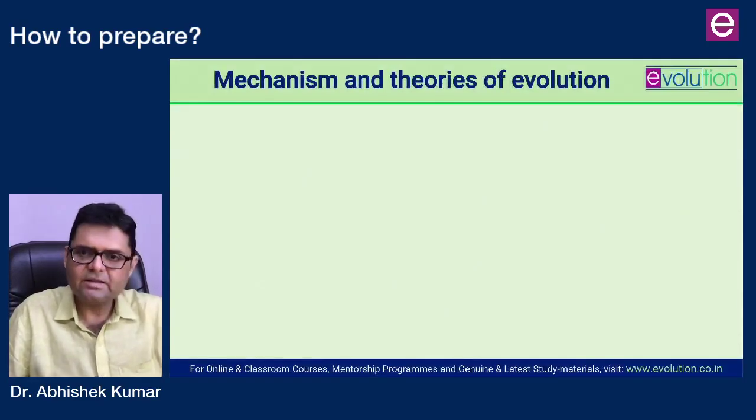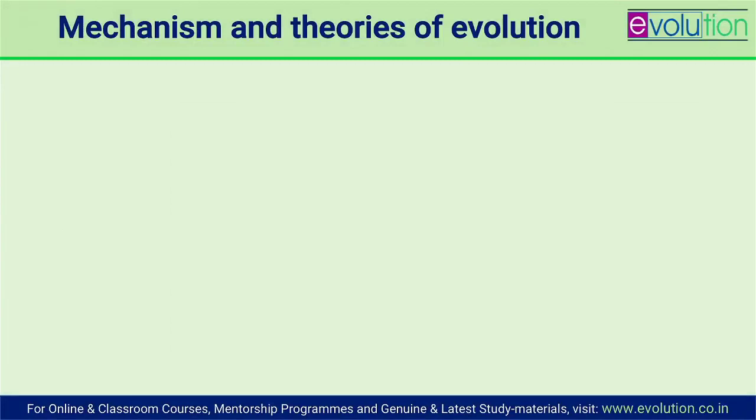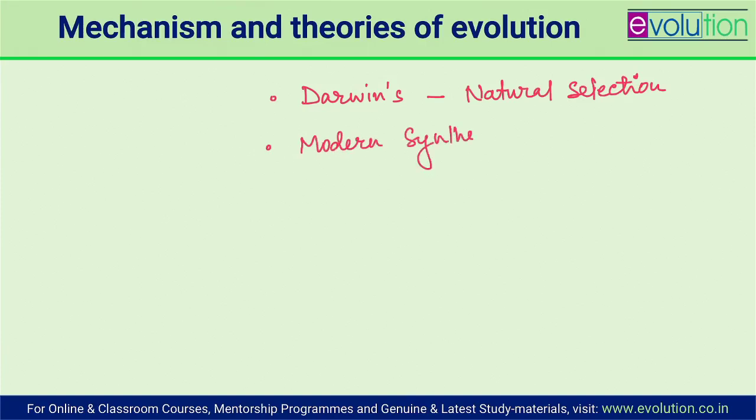Next is mechanism and theories of evolution. Here you should be doing Darwin's theory of natural selection, after this modern synthesis, where you deal with neo-Darwinism, Hardy-Weinberg equilibrium.